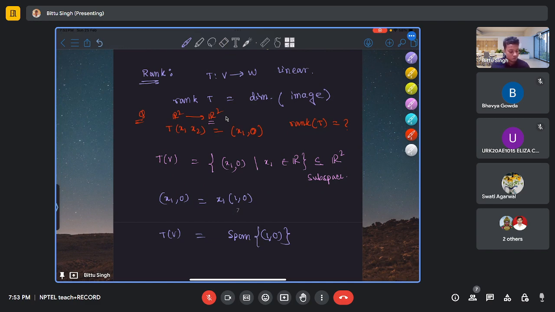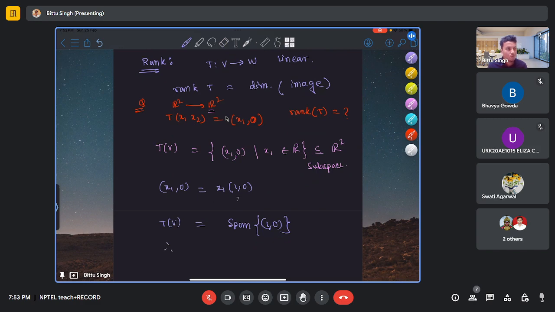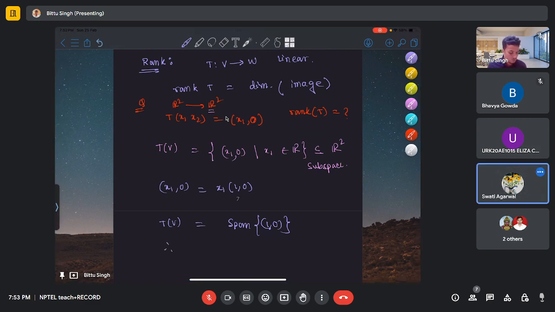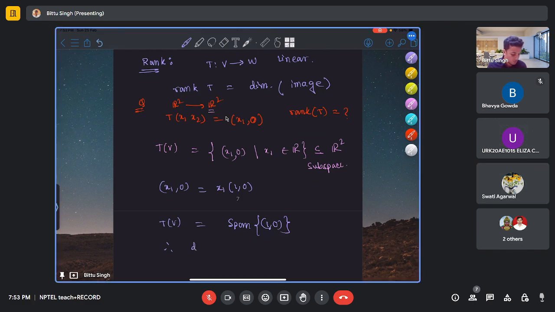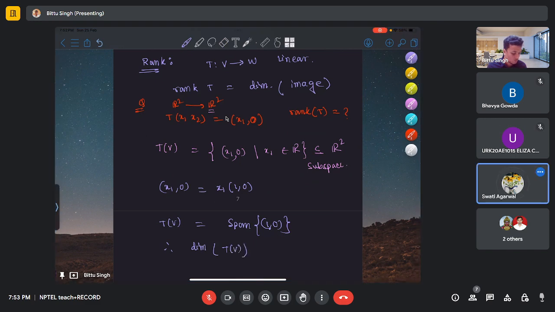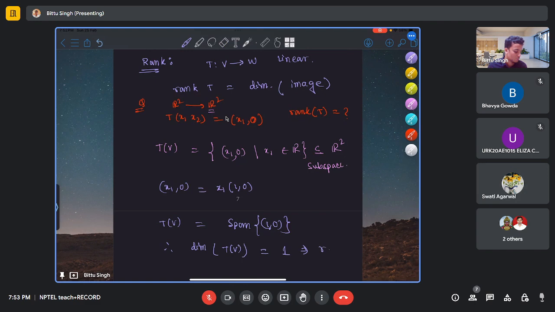Okay. Therefore, what will be the dimension of the image? Dimension of image is the dimension of TV, it is actually 1. This is actually the rank of T. So rank of T is 1.